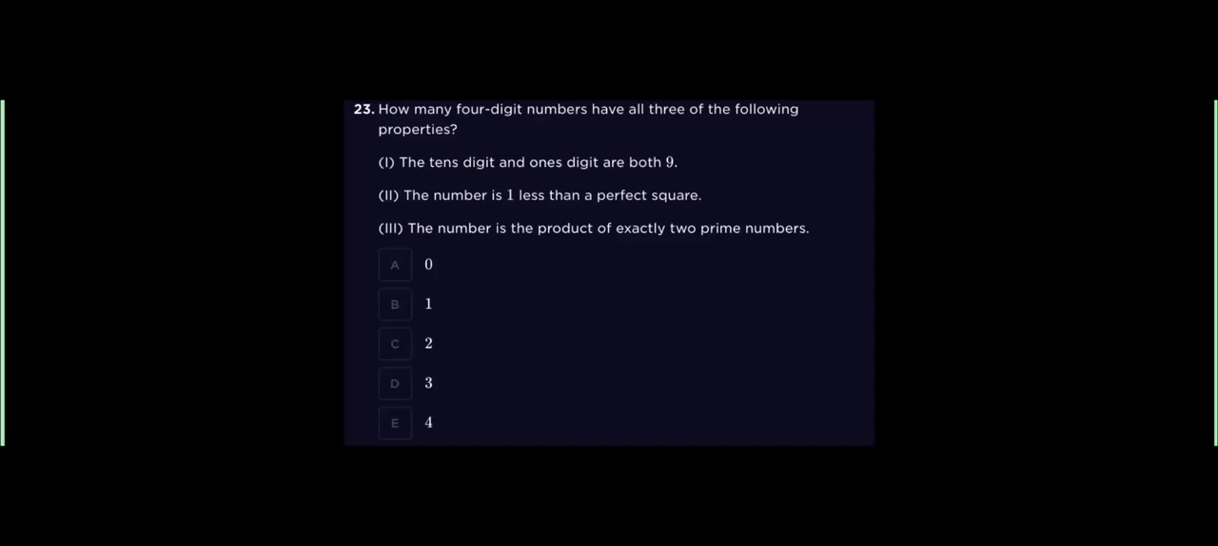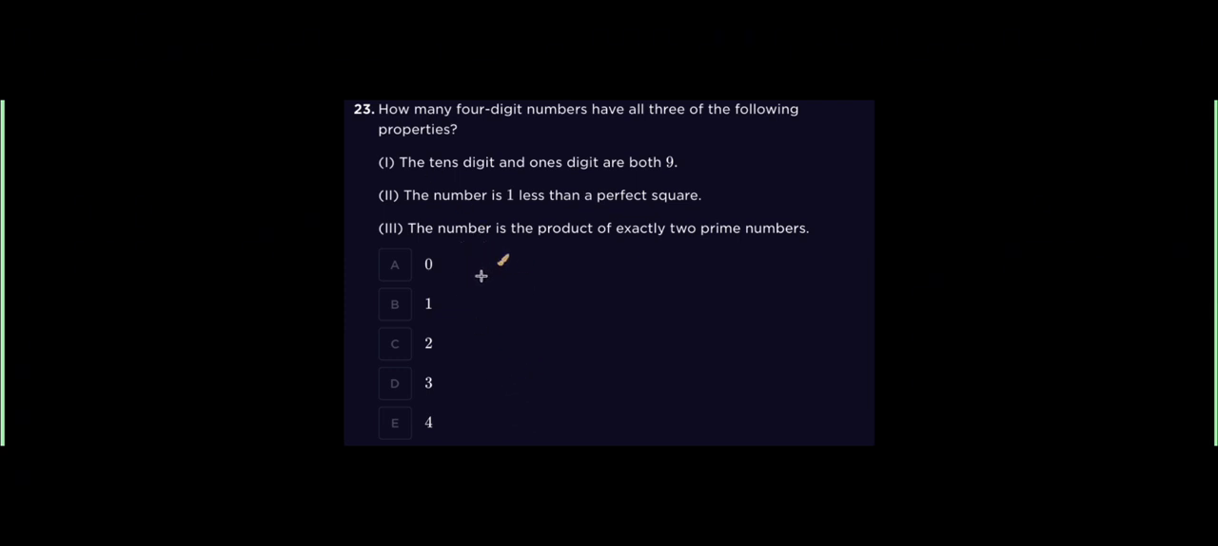And on to question 23 of the AMC. How many 4-digit numbers have all three of the following properties? The tens digit and the ones digit are both 9. The number is 1 less than a perfect square, and the number is the product of exactly 2 prime numbers.